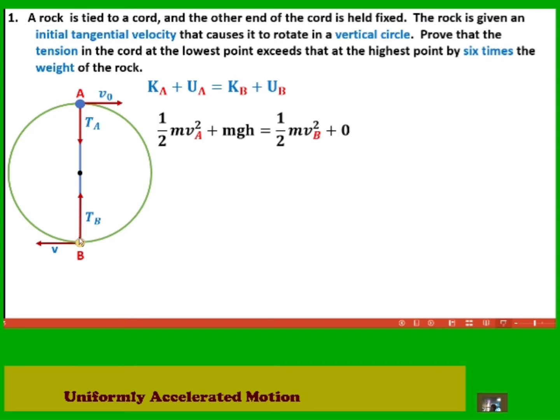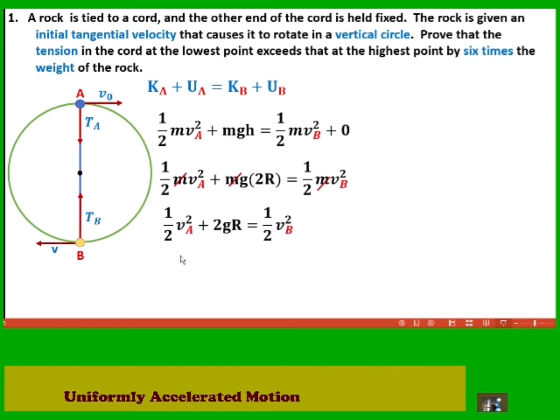The height is this distance, which is twice the radius. Its kinetic energy at point B is 1/2 m v sub B squared. Its potential energy at point B is 0 since point B is our reference level. Simplify, cancelling out the common factor in each of the terms. Then multiply the whole equation by 2. Then interchange the left and right members of the equation, solving for v sub B squared. So this is our equation number 1.